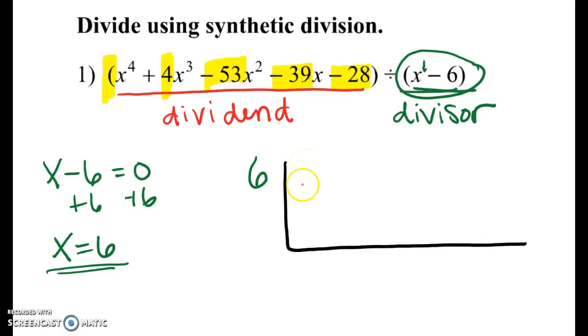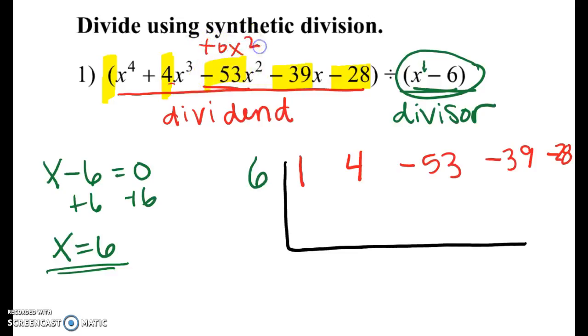So the first one is a 1. The second one is a 4. The third is a negative 53. Next is a negative 39. And last we have a negative 28. If there was a missing term, for example, if we didn't have an x squared term, I would have a plus 0x squared. So where I put the x squared term, I would have put a 0. But again, we're not missing that term, so we don't need to replace it with a 0.